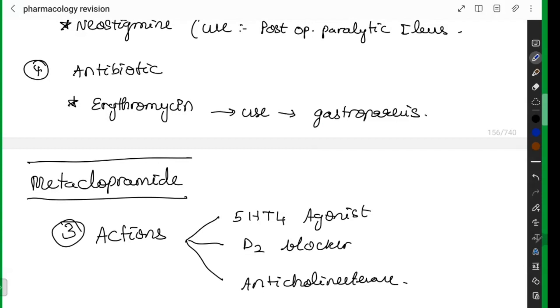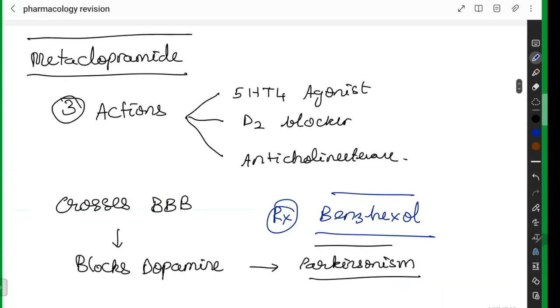The third one, metoclopramide. We read metoclopramide, right? This metoclopramide is going to have 3 actions. One, it is a D2 blocker. The second is that it also acts as a serotonin 4, or 5-hydroxytryptamine 4, agonist, and it also acts as an anticholinesterase.